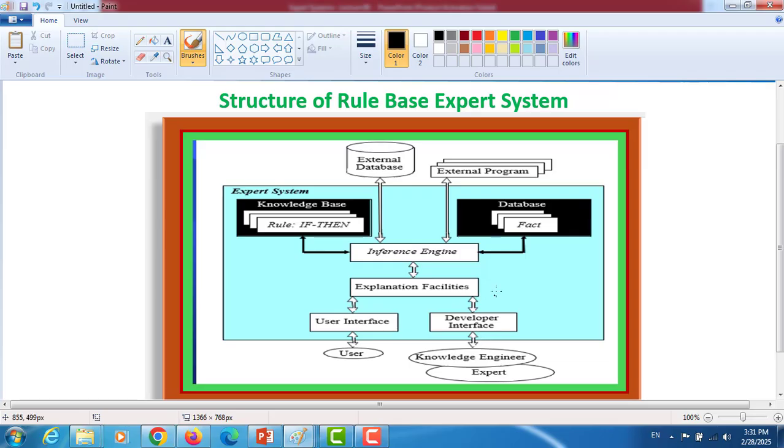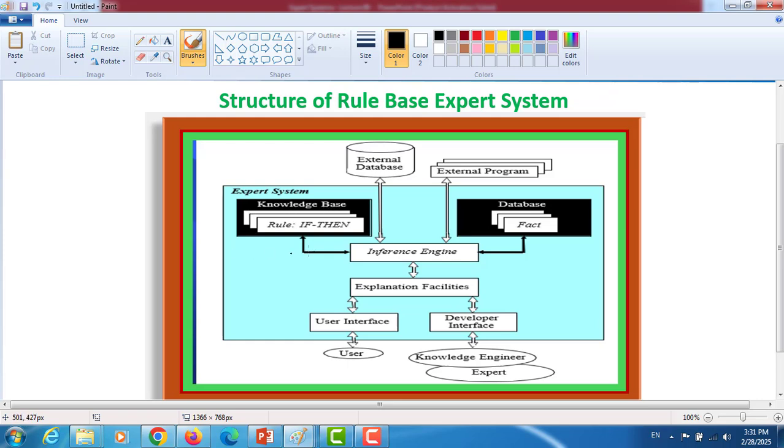The new thing here is the fact. We have a database. This database includes many facts, and you can formulate these facts according to the nature of the system, or the environment of the problem, or the domain of the problem. And the second important thing is the rule. The rule is if-then.